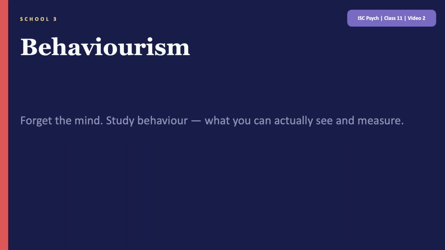Now we come to behaviorism, and this is where things get really interesting because behaviorism was almost a rebellion against everything that came before it. Both structuralism and functionalism were studying the mind. But here's the problem that behaviorists had with that. You cannot directly observe the mind. You cannot see someone's thoughts. You cannot measure consciousness. So how can you call it a science?